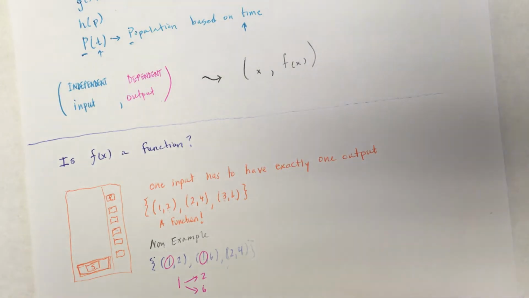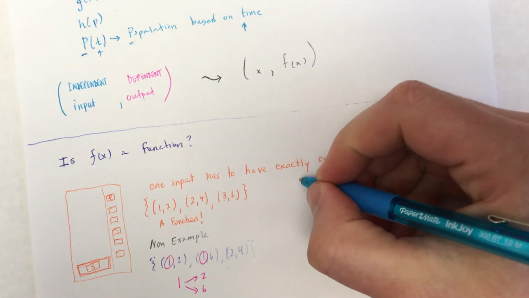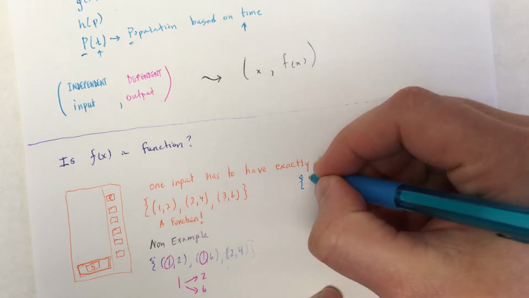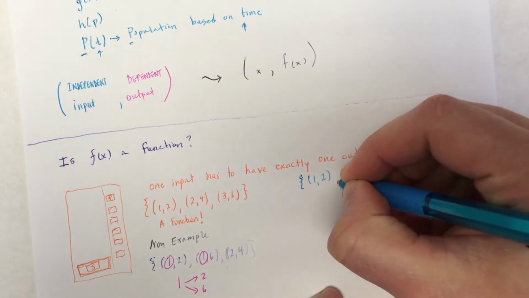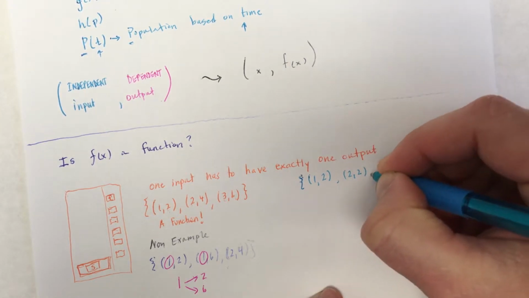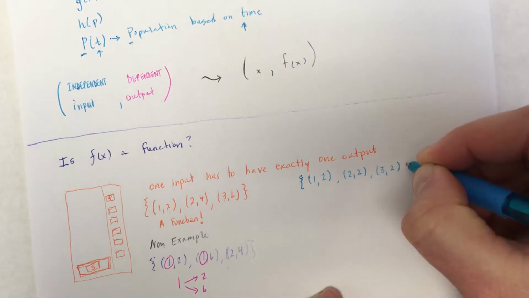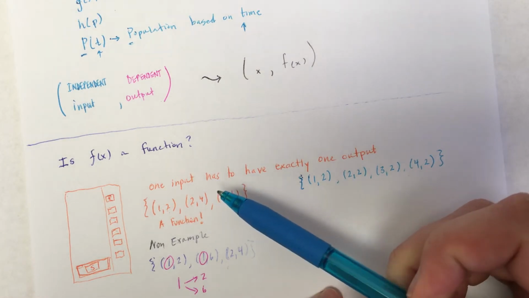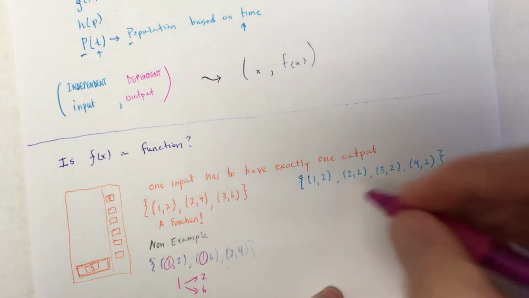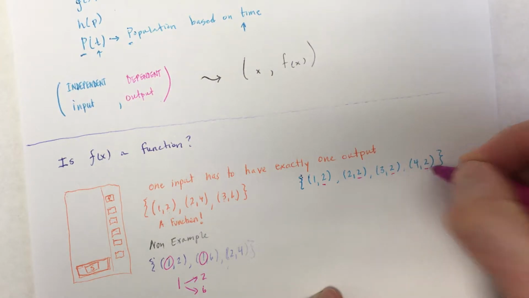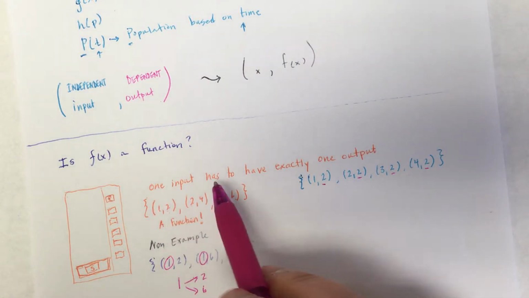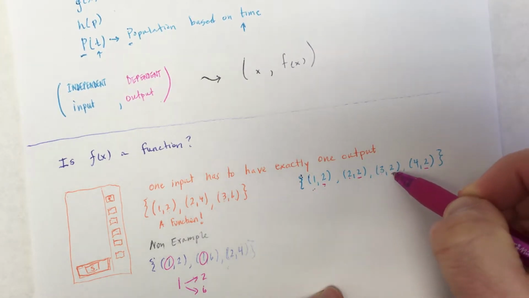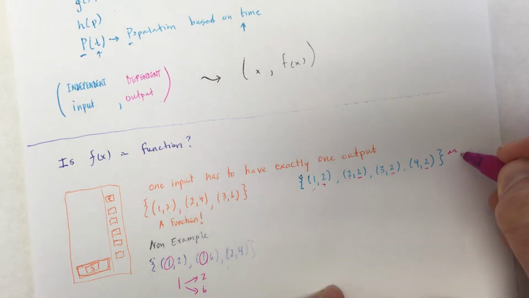Probably the number one example that bothers people is when you have the same output. So like 1 maps to 2, 2 maps to 2, 3 maps to 2, 4 maps to 2. And this bothers a lot of students because they see repeated 2's. But the 2 is an output. So one input has to have exactly one output. This input had only one output, and so this is an example.